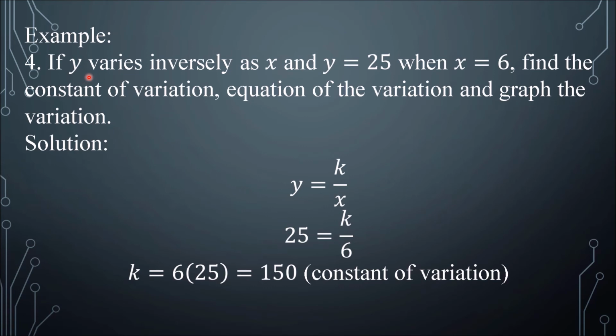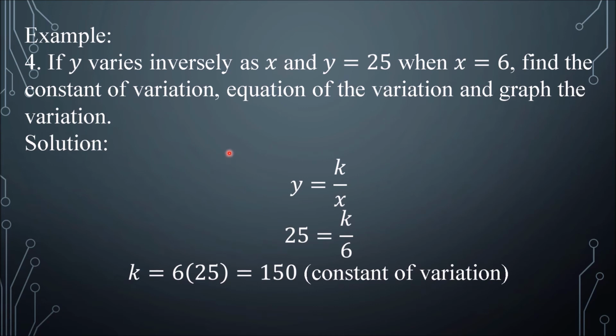Number 4. If y varies inversely as x and y is equal to 25 when x is equal to 6, find the constant of variation, equation of the variation, and graph the variation. So y varies inversely as x, meaning to say this is an inversely proportional variation or inverse variation. Now another statement to indicate that the problem is an inverse variation problem is the inversely proportional statement.